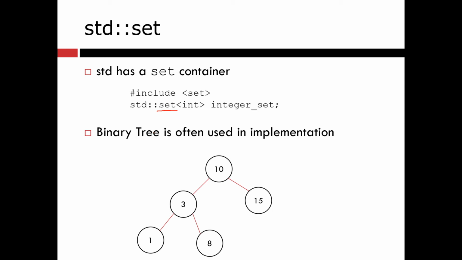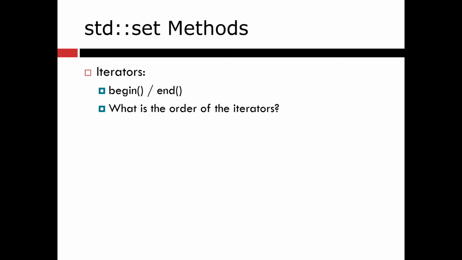Now, I just said nothing is in particular order, but it turns out that we kind of do have an order. We're going to have iterators, and the reason we have to have iterators is for the same reason we had to have iterators for lists, which is that we need to have some way of being able to point to a node inside of a set.